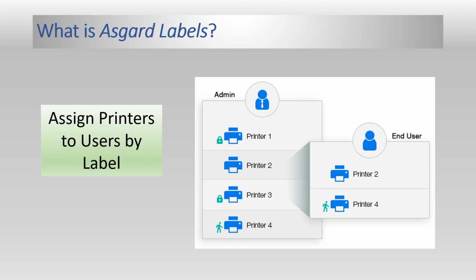Another feature is being able to assign your printers to your users and by label. So essentially, you would assign a printer to a label, and then on that printer, you can assign which user is allowed to use this specific label. As you can see, for example, in this image, you have the admin who has access to all 4 printers, and then you have the end user. The admin will dictate that the end user can only use and print from printer 2 and 4.